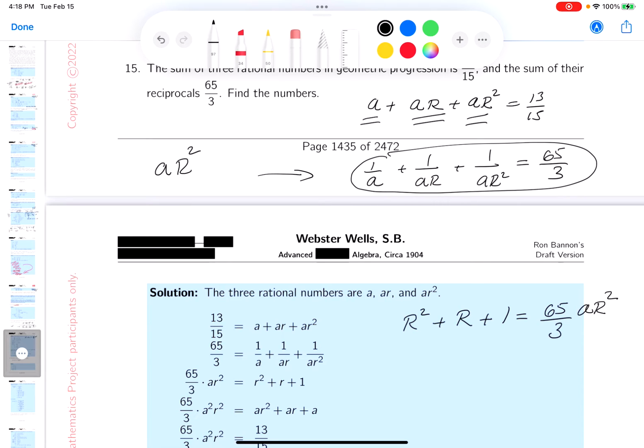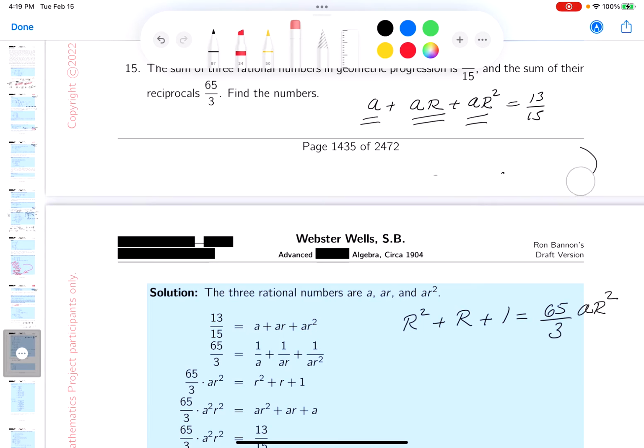All right, so what I'm going to do now is make an erasure. I'm kind of done with this one here. I kind of like the way that other one looks, by the way. But I'm seeing some relationship to the first one. And the way I'm going to see that is I'm going to factor out an A from the first one. What is that going to give you? 1 plus R plus R squared is equal to 13/15.